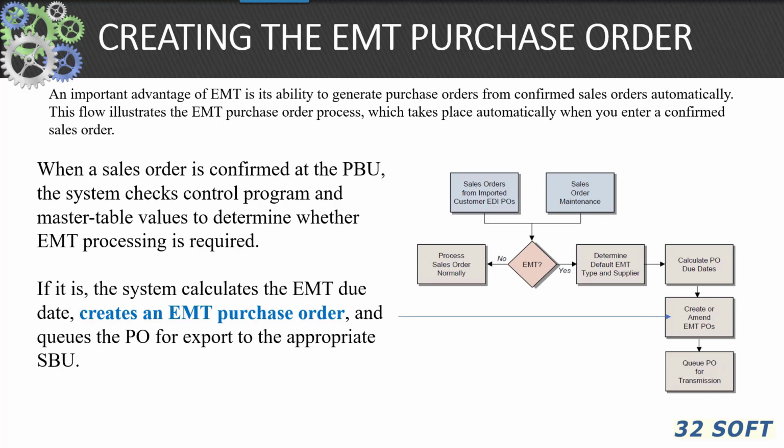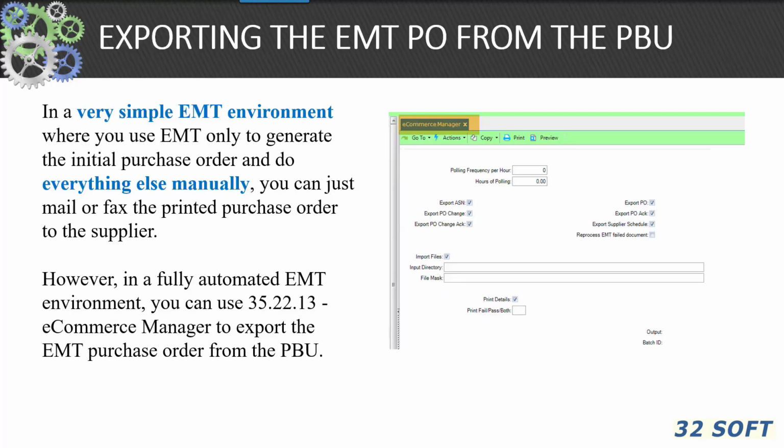The creation of the EMT purchase order, again, is one of the primary reasons that we use EMT: when you cut the sales order, it automatically creates the purchase order. When the sales order is confirmed at the primary business unit, the system checks the control programs and master tables to determine what EDI processing is required. If it is an EDI order, the system calculates due dates and then creates the PO.